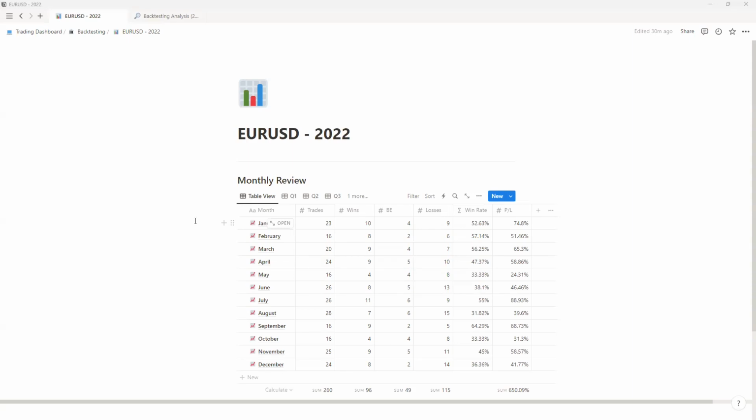You can obviously add more columns if you want to, but I don't really feel the need to go into too much detail on the monthly, as once we go inside, you're going to see a lot more detail in the individual trades and how they look on a daily and weekly basis.